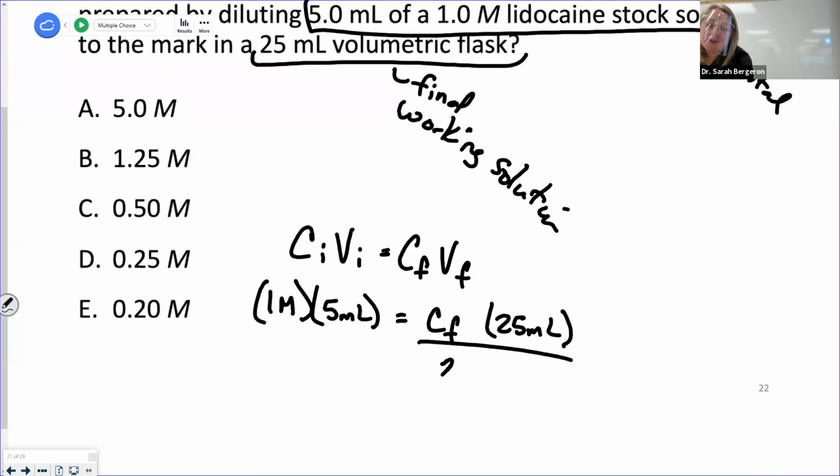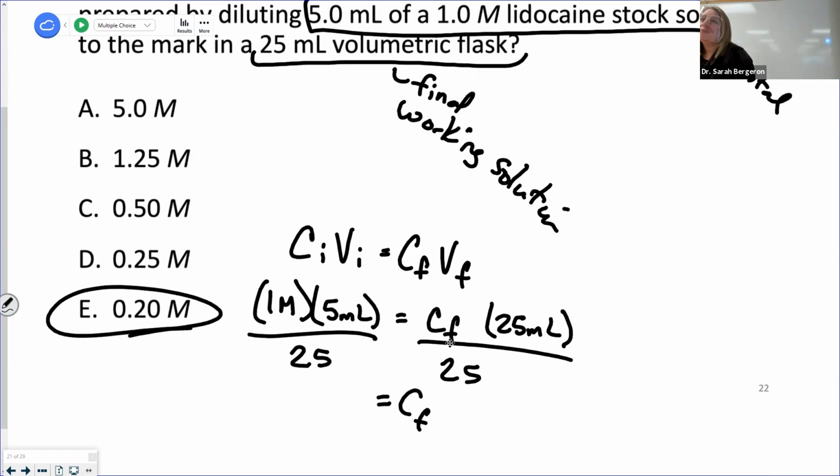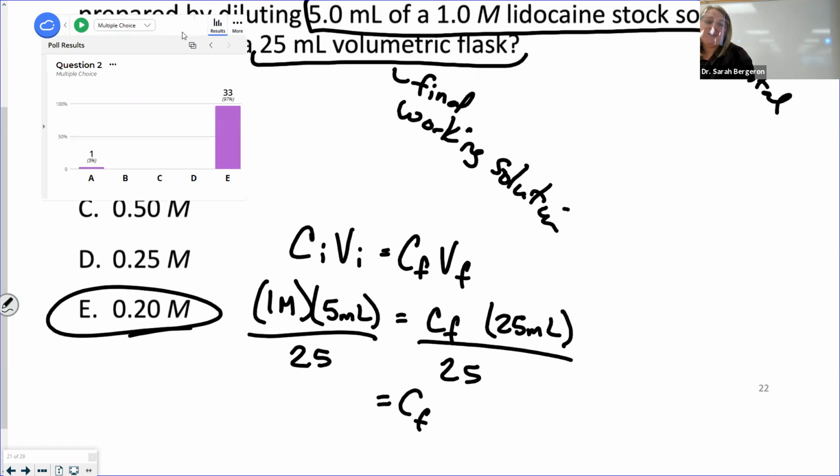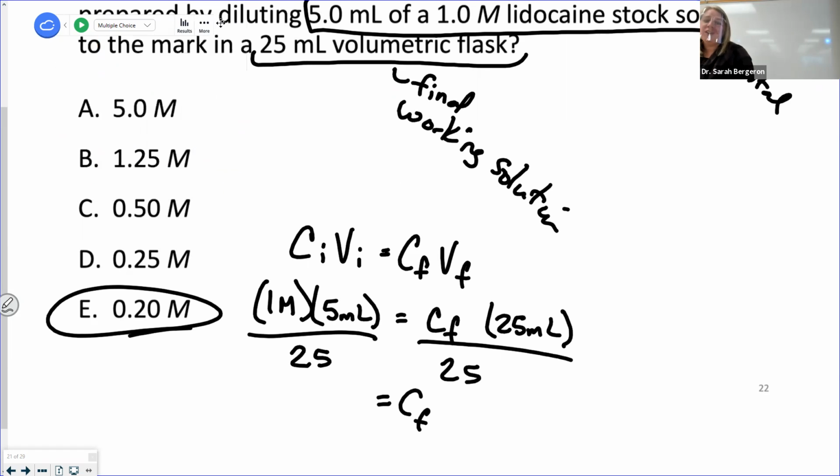And our question is, what is the final concentration? So divide by 25, what do you get? So you should have gotten 0.2. Yeah? Okay, so let's see what we got. Oh, yay. So we definitely went up. What do you think the issue was here?